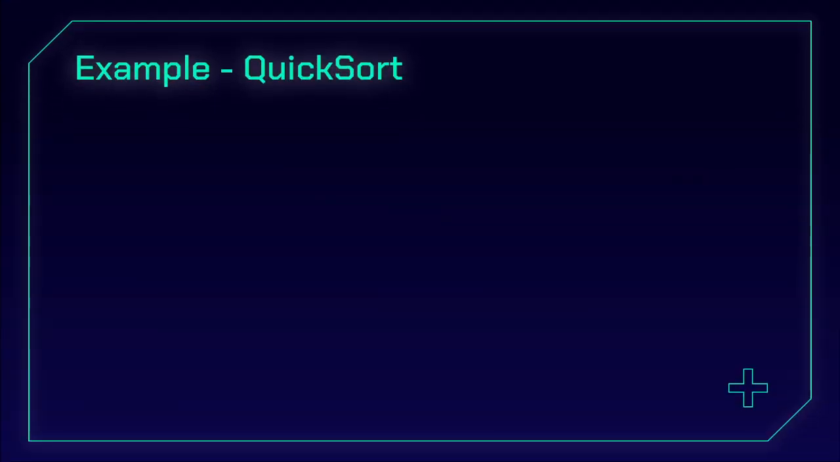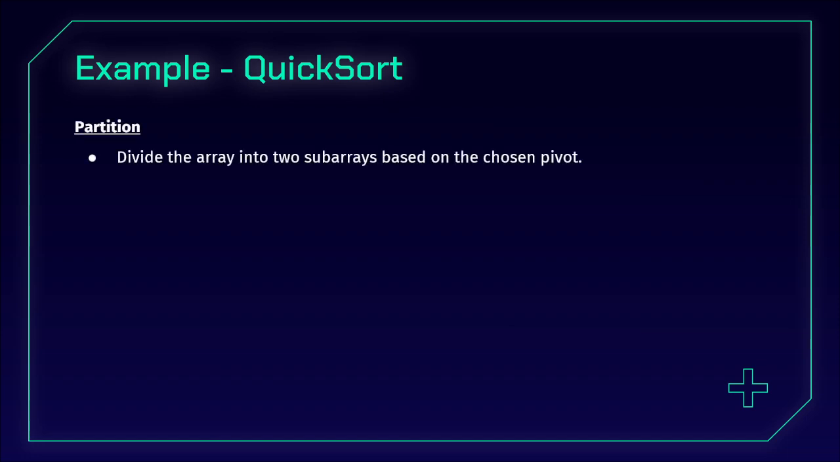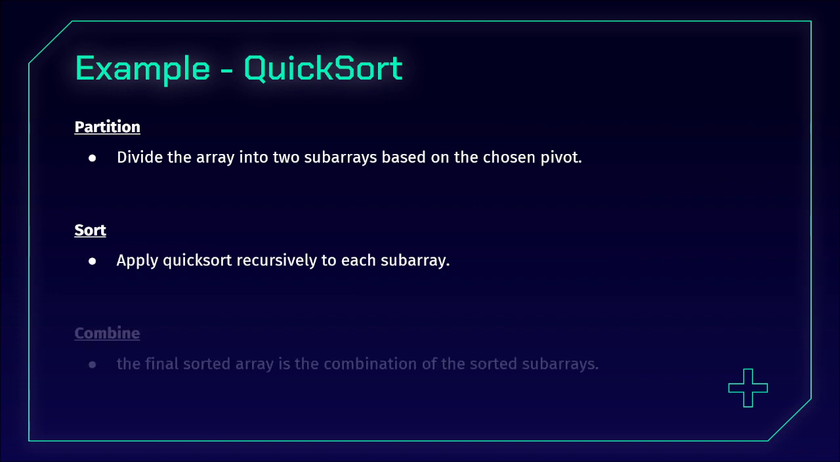Let's get an example. Our example is quicksort. First, how it works. Partition the array by choosing the first element as the pivot, then apply quicksort recursively to each subarray. Combine the sorted subarrays to obtain the final sorted array.